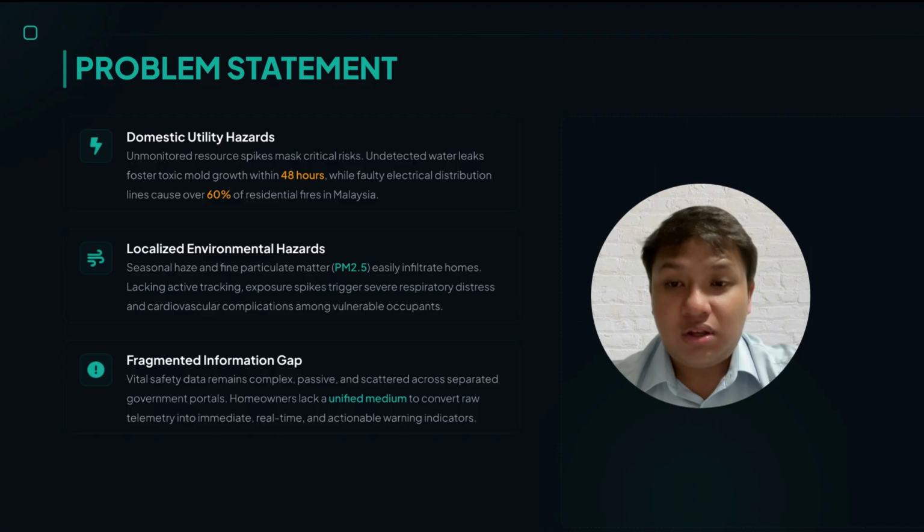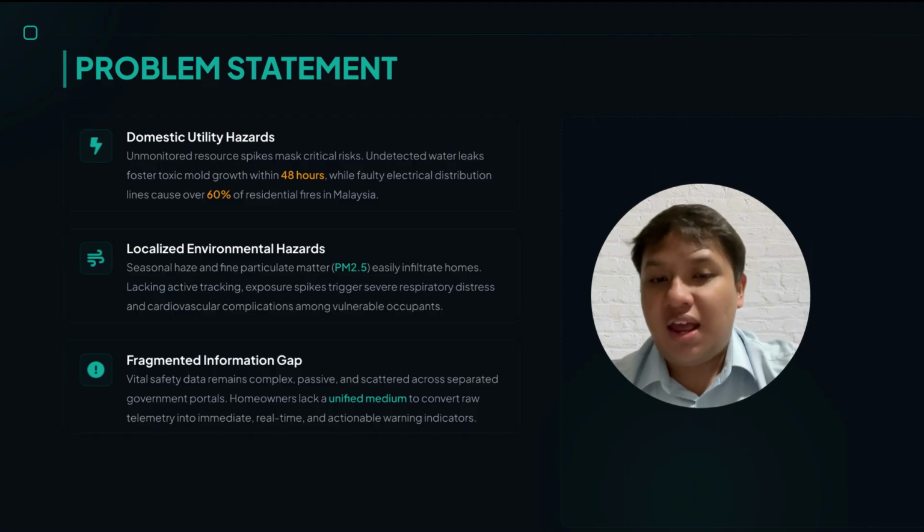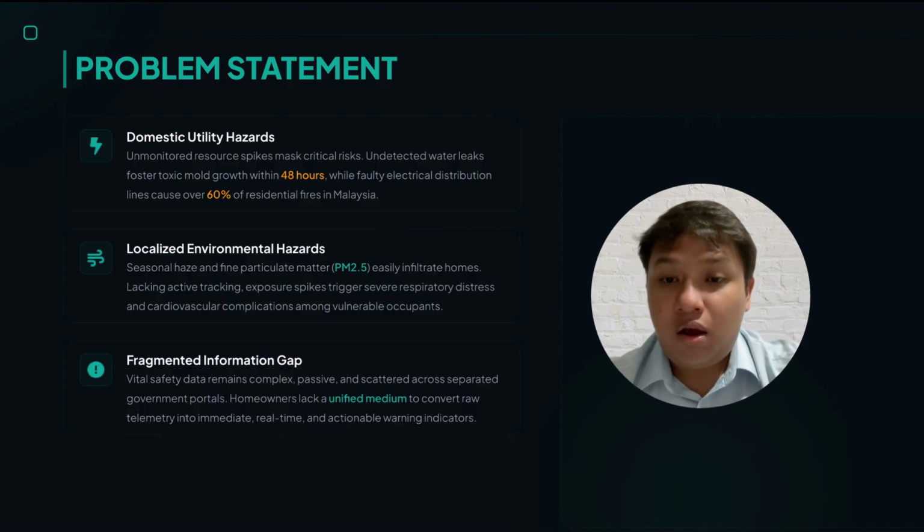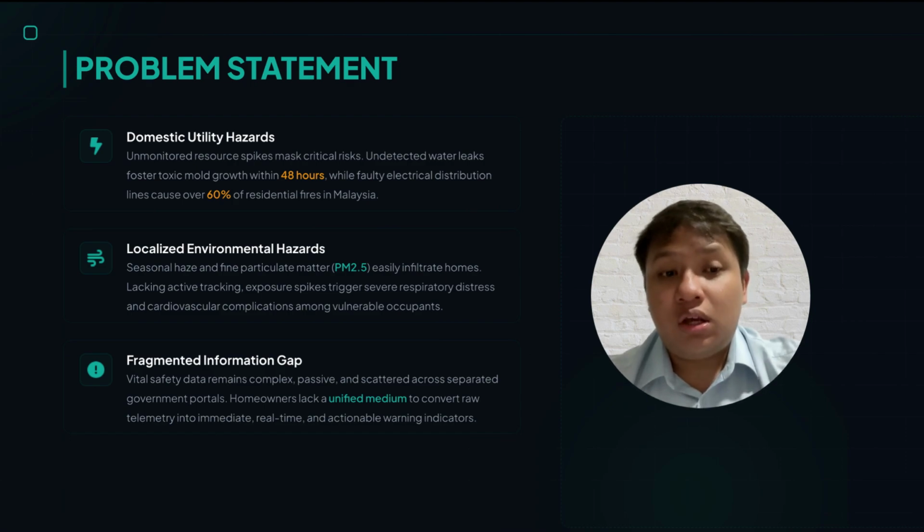Beyond internal threats, external hazards like seasonal haze and particulate matter easily penetrate our homes. Long-term exposure in Malaysia is linked to thousands of premature deaths annually from strokes, lung cancer, and heart diseases, acting as an immediate trigger for vulnerable family members like children and asthma sufferers. Because industrial density and weather vary by state, this risk level constantly changes by location and peak daily hours.